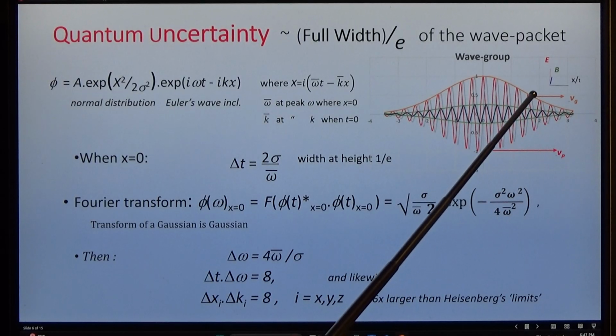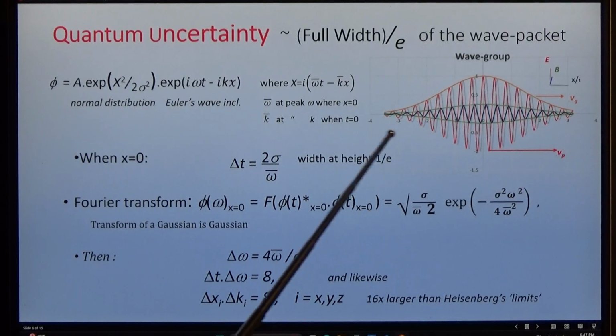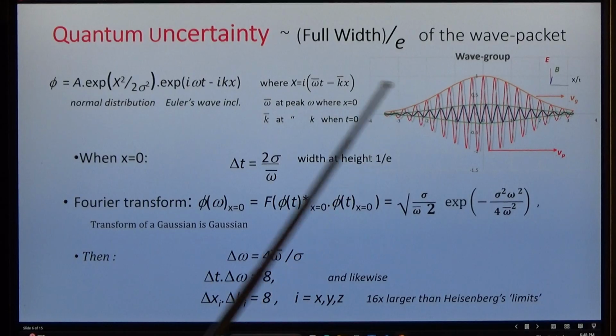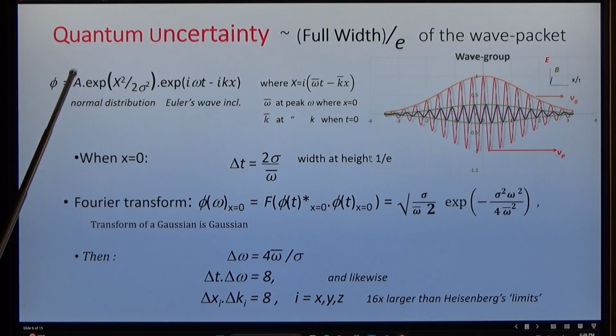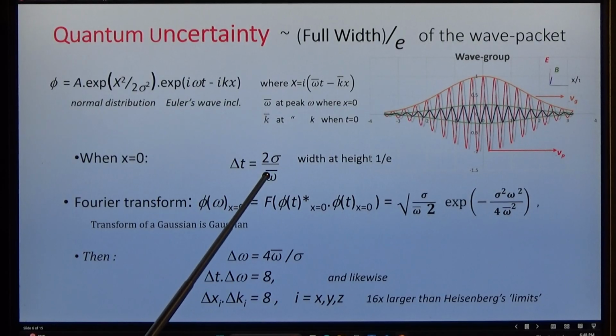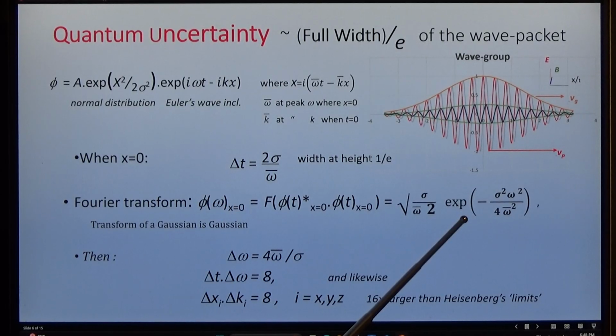The uncertainty is the full width 1 over e times maximum, and it can be quickly derived from this equation: dt is 2 sigma over omega. And after Fourier transform, d omega is 4 omega over sigma. The dual uncertainty dt by d omega is equal to 8. This is 16 times larger than Heisenberg's limit, whatever that is.